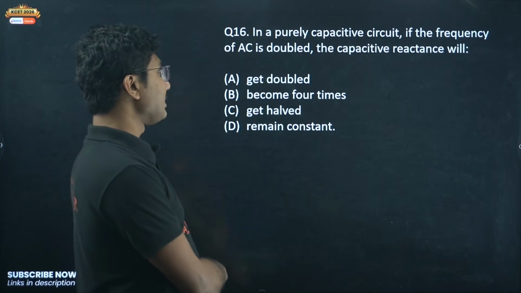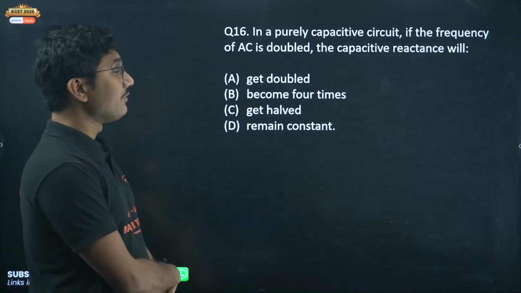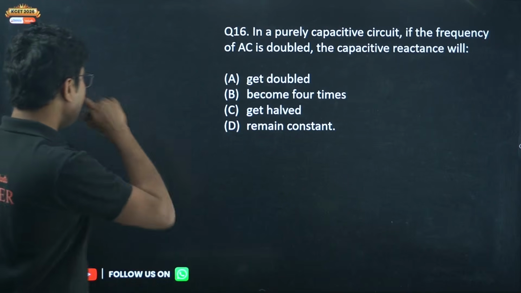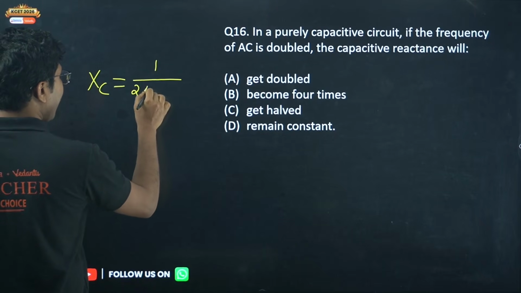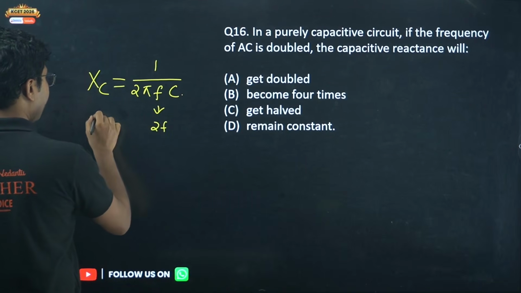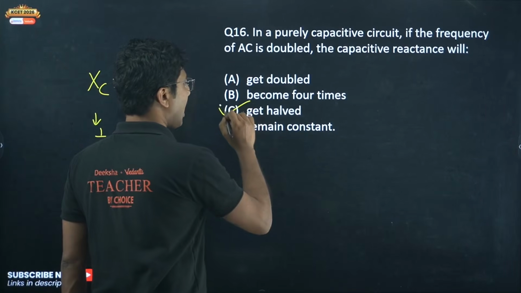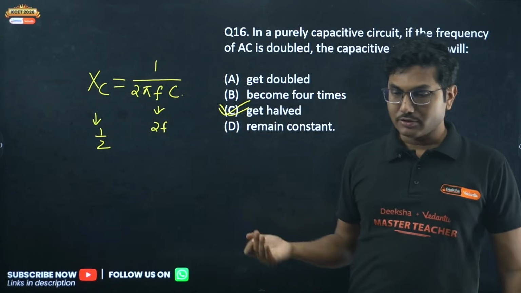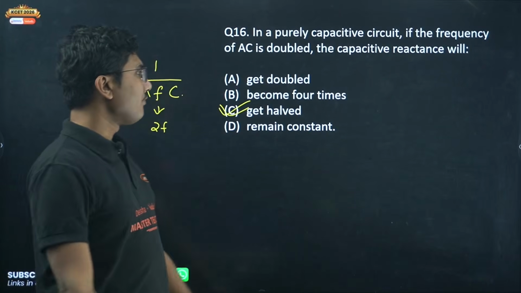In a purely capacitive circuit, if the frequency of AC is doubled, the capacitive reactance will be? Capacitive reactance is basically 1 by 2 pi F into C. So if you double the frequency, then capacitive reactance will be halved. Halved means half value. Initially if it was 100, now it will be 50. Getting halved means value becomes half of the previous value.